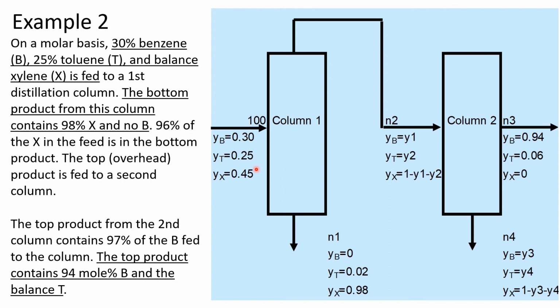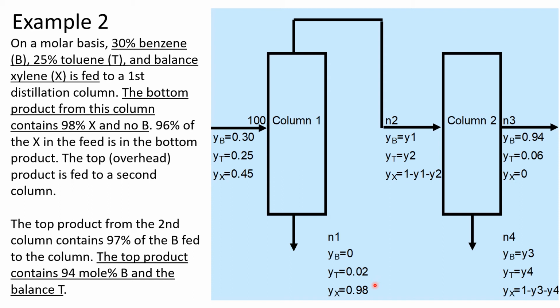The next underlined portion of the problem statement indicates that the bottom product contains 98% xylene. We come down here. That means that the mole fraction of xylene is 0.98. We're also told it contains no benzene, so the mole fraction of benzene is 0. The mole fraction of toluene has to be 0.02 then, in order for all three of these to sum to 1.